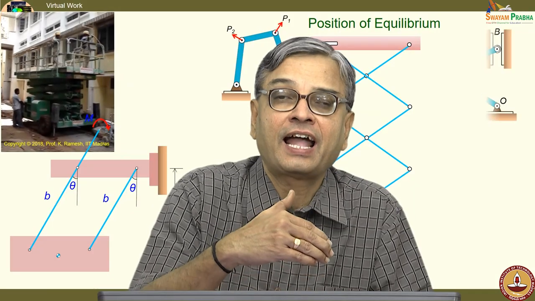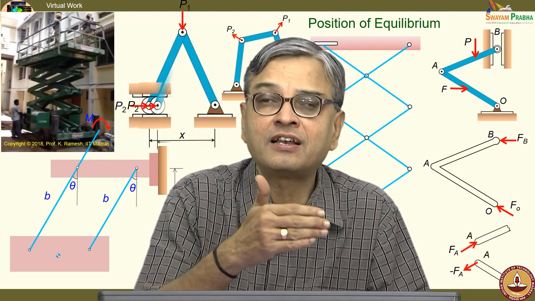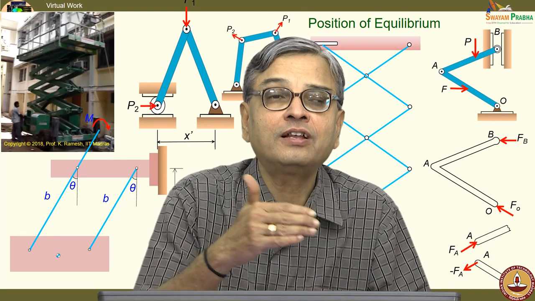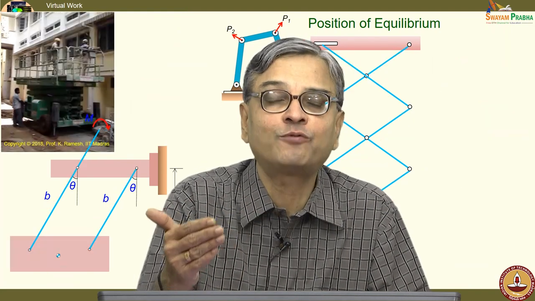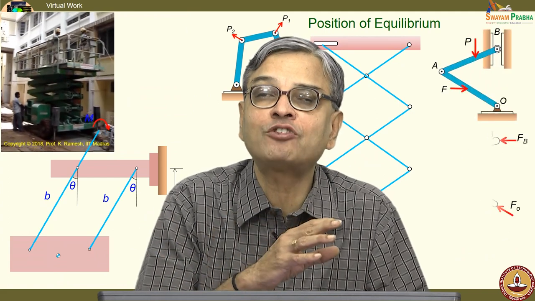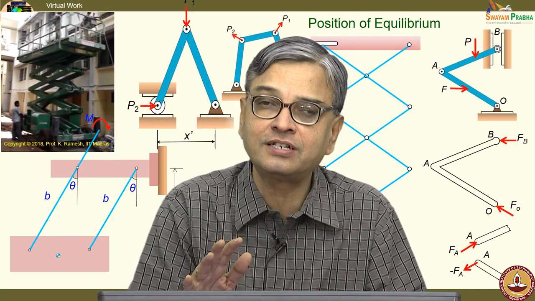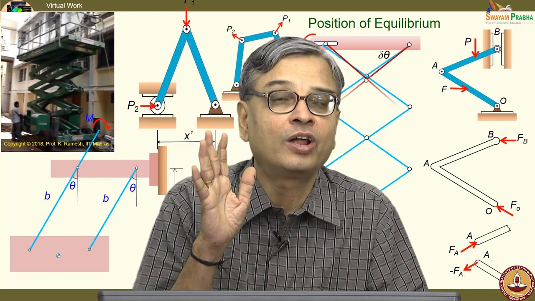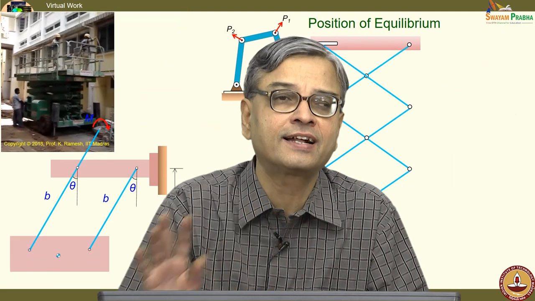When I have the members disjointed, I will have some internal forces. Whatever the work done by them will go to zero, net work done by them. So, I do not have to consider the internal forces. I do not have to consider the reactive forces. So, I can only worry about the active forces. It greatly simplifies the computational effort.